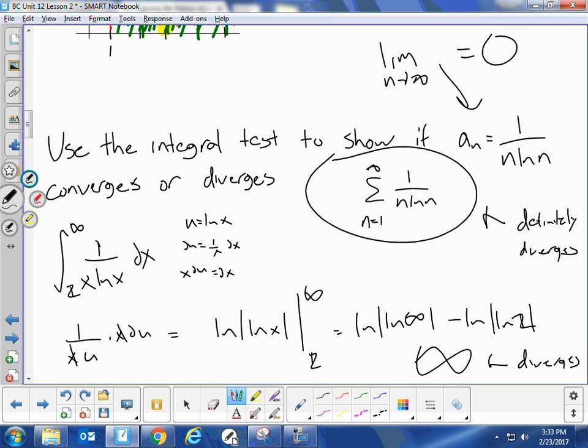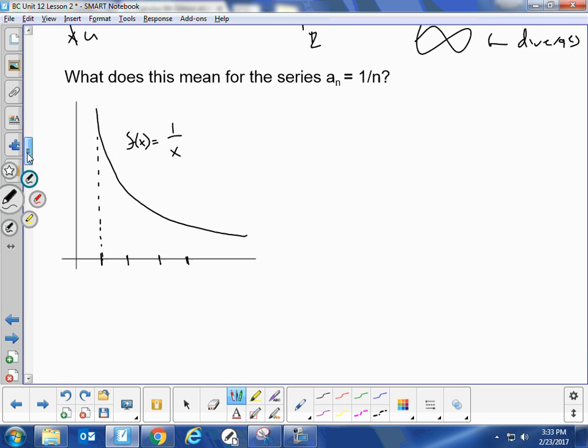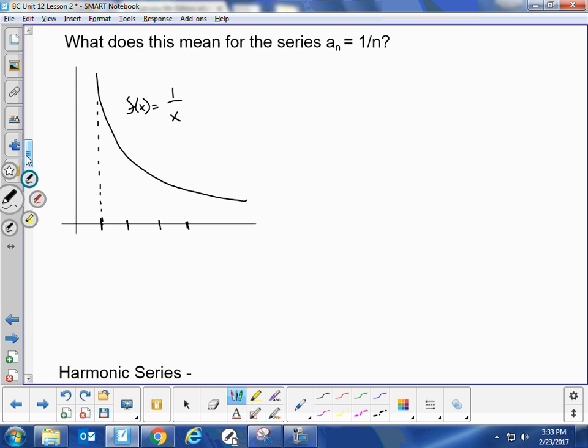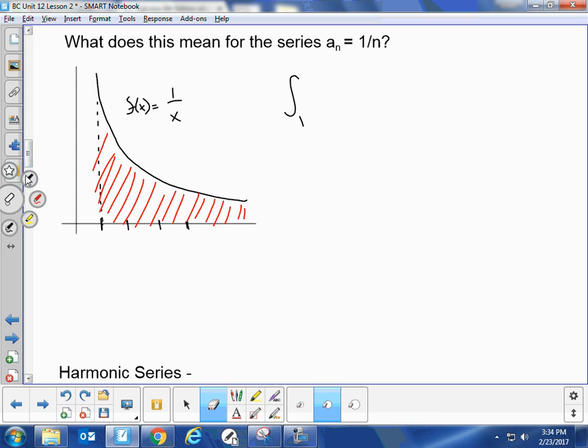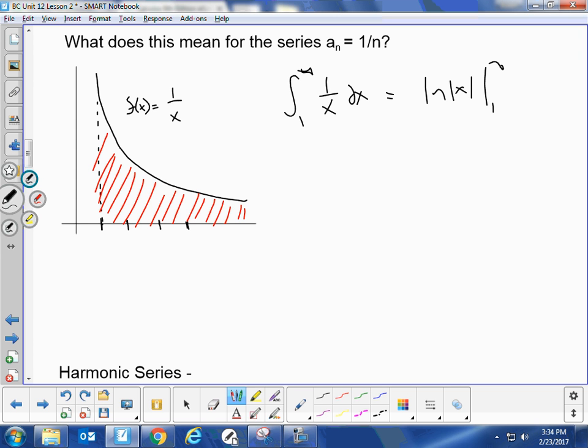Okay? Let's look at another one. 1 over n. Okay? Well, we've looked at this before. We found that this improper integral of 1 over x from 1 to infinity, the antiderivative log x from 1 to infinity, this ends up diverging. This is log of infinity minus log of 1, infinity.